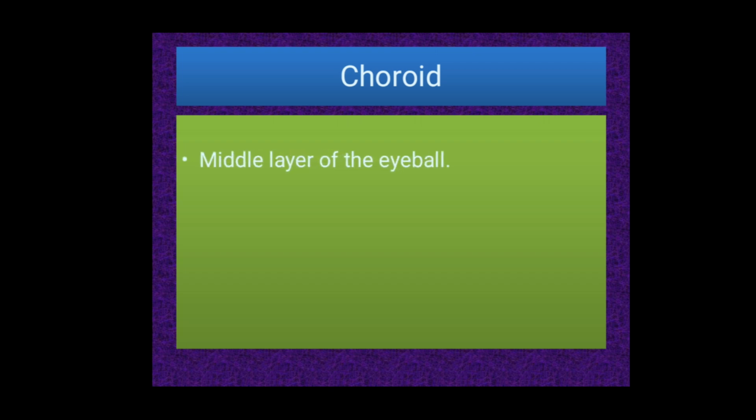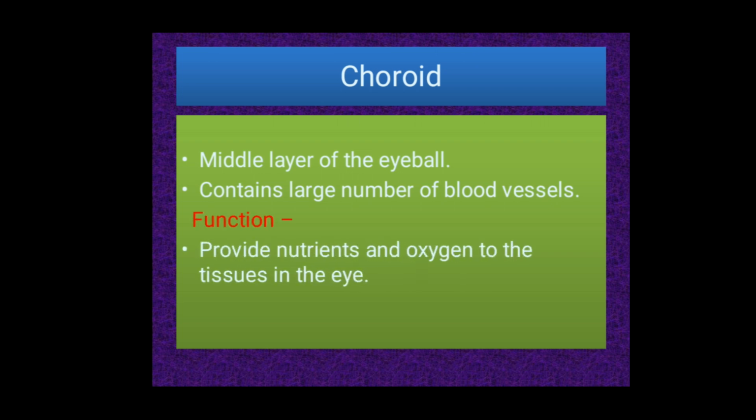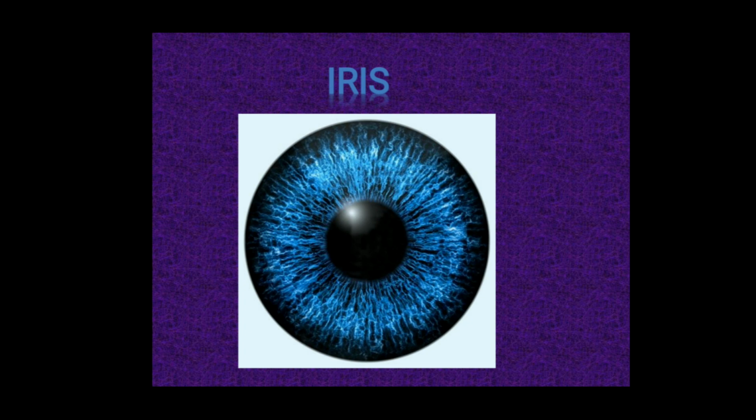Choroid is the middle layer of the eyeball. It contains a large number of blood vessels, or we can say that it is highly vascular in nature. Vascular means rich in blood supply. And the function is to supply nutrients in the eye.